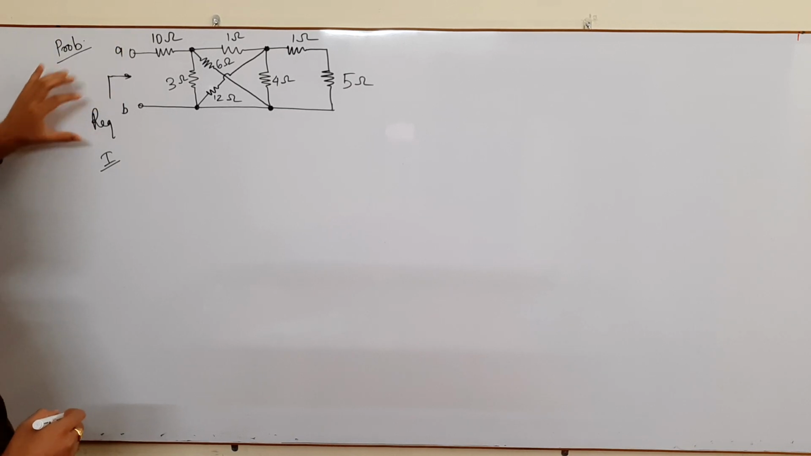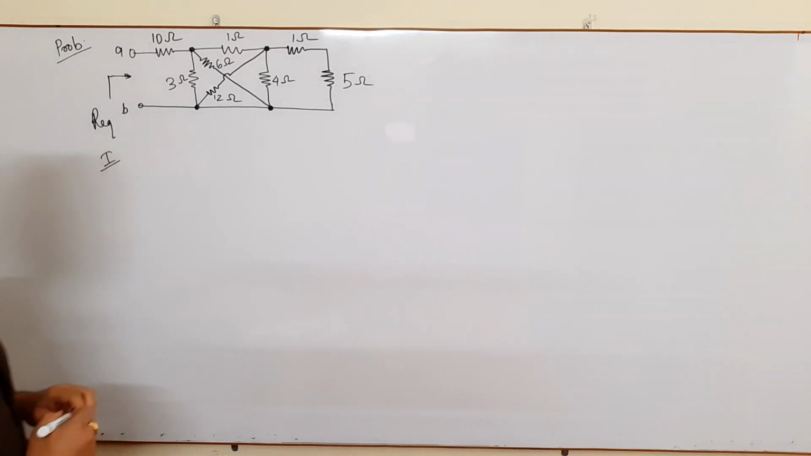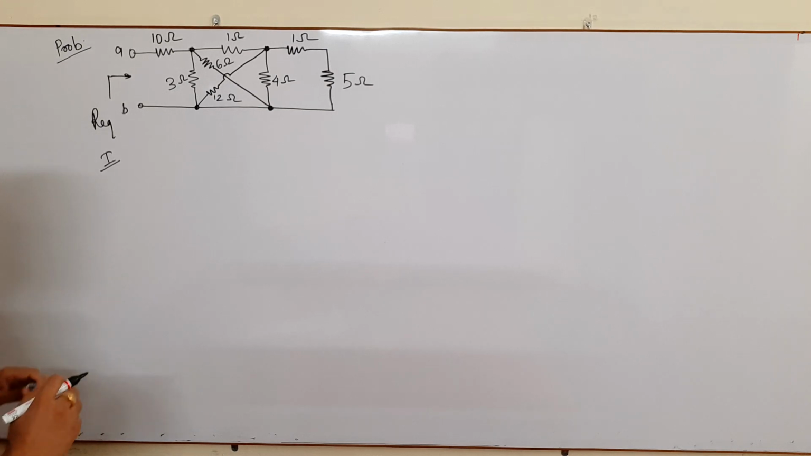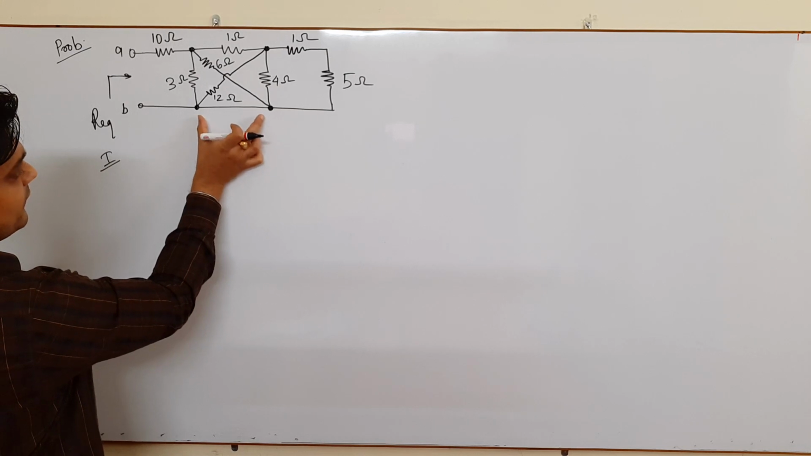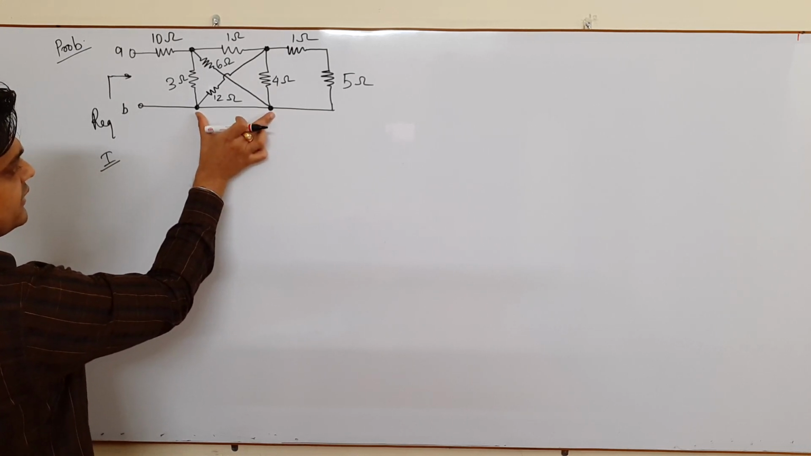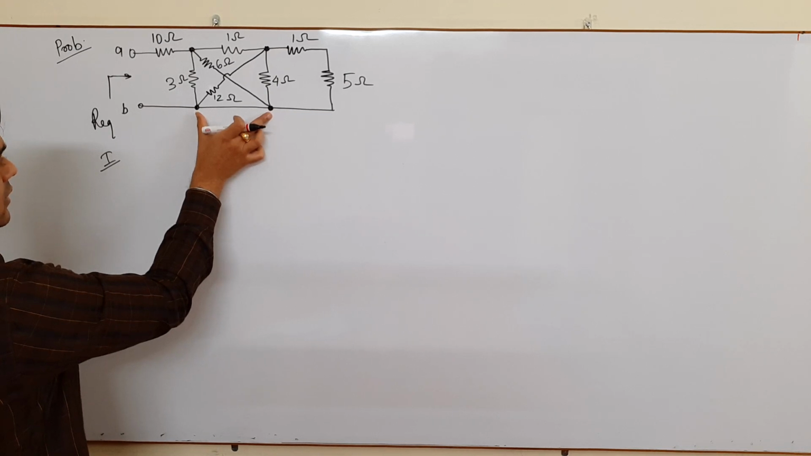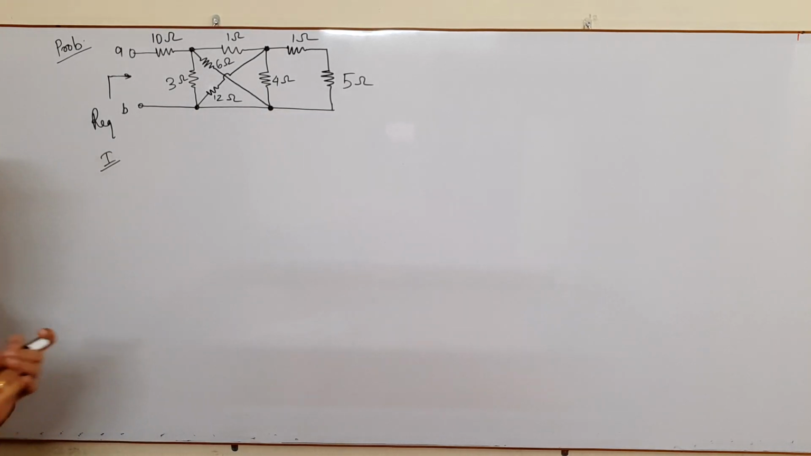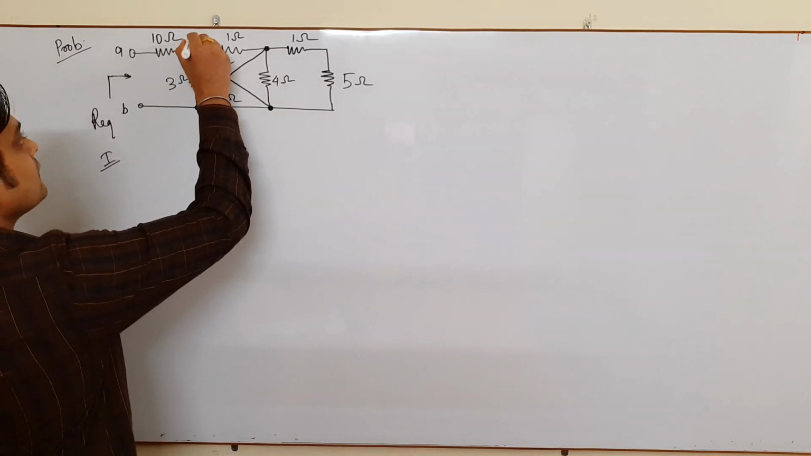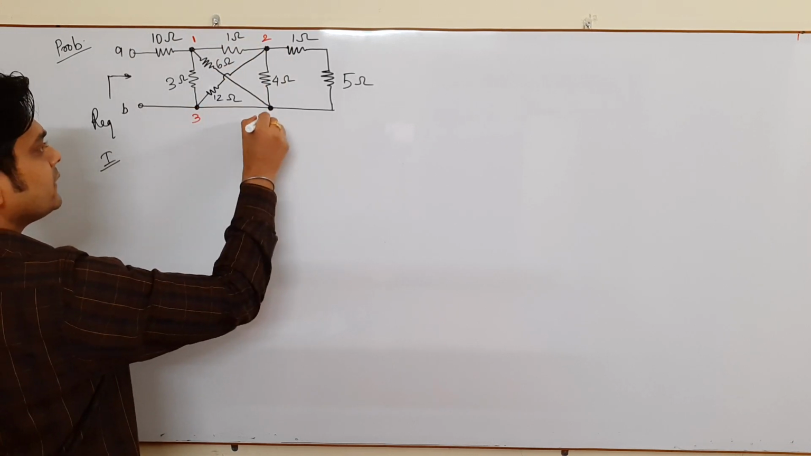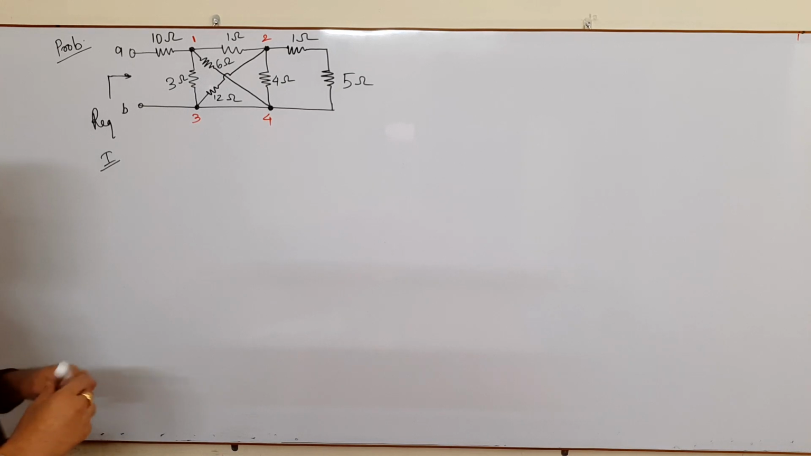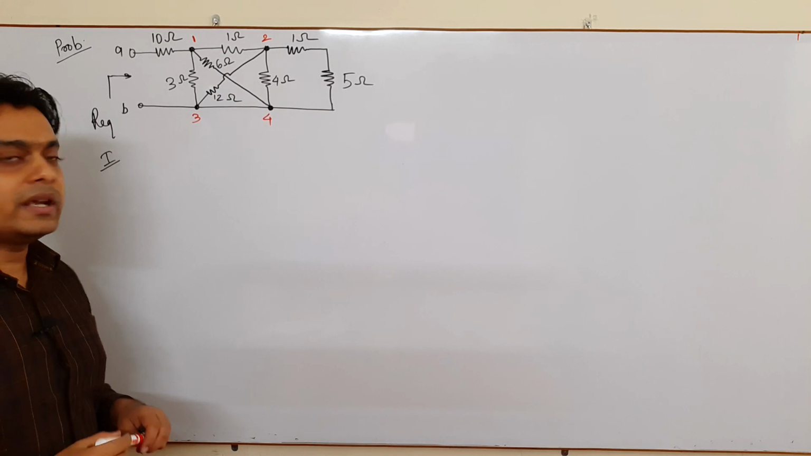You have to find the equivalent resistance at terminal A and B. So now see how we will find that equivalent resistance. Before solving this problem, just see, this is a branch which is connected between these two nodes. I will call these nodes 1, 2, 3 and 4, just for understanding purposes.